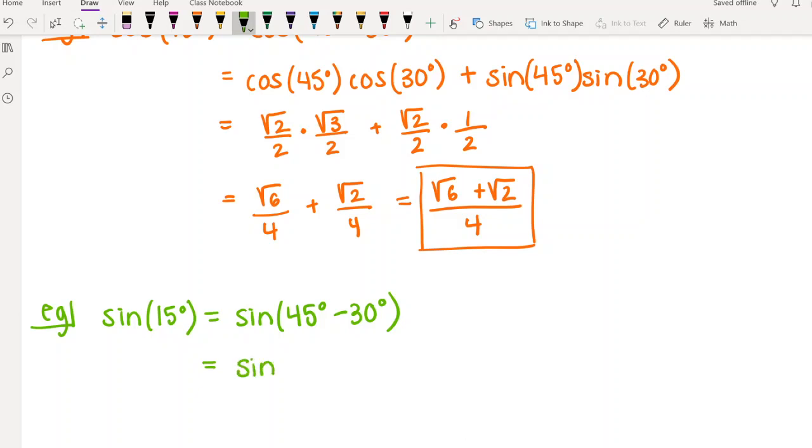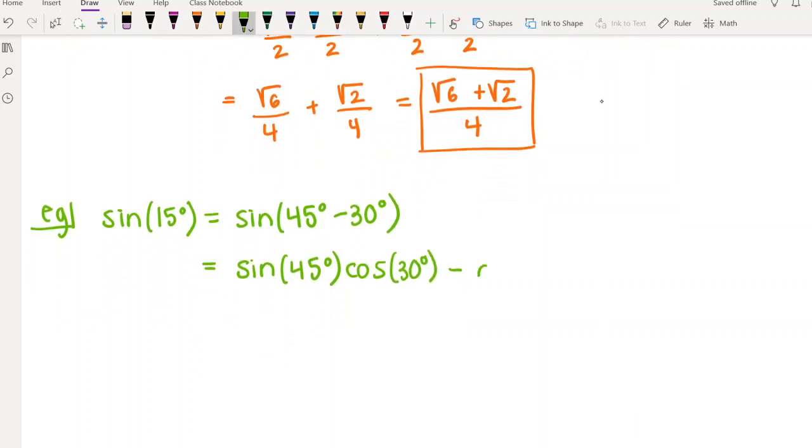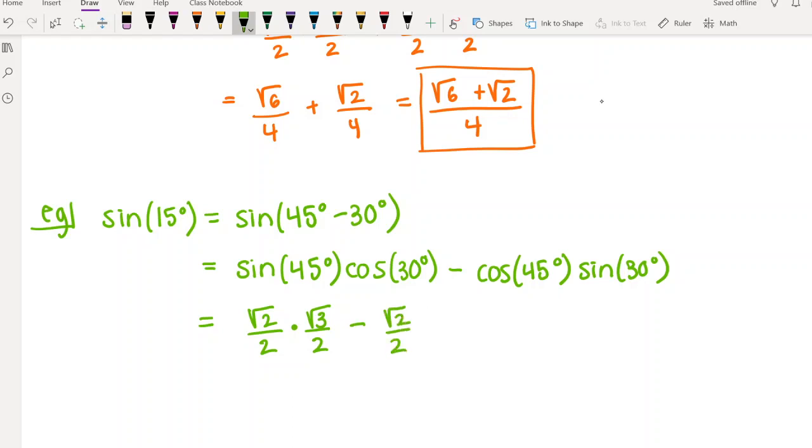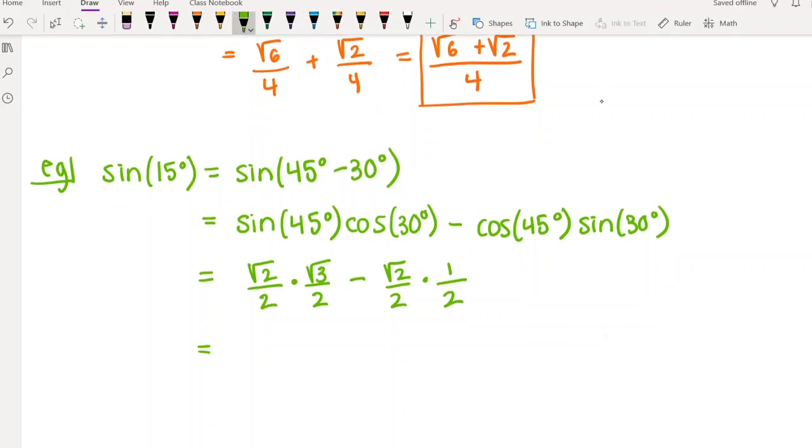Well, the sine formula: we're going to take sine of 45 degrees times cosine of 30 degrees, and then to that, we're going to subtract cosine of 45 degrees times sine of 30 degrees. So that is going to give us square root of 2 over 2 for sine of 45, cosine of 30 is square root of 3 over 2. And then we'll subtract from that, cosine of 45 is square root of 2 over 2, and sine of 30 is 1/2. So same kind of building blocks as in the last one, just in a slightly different order.